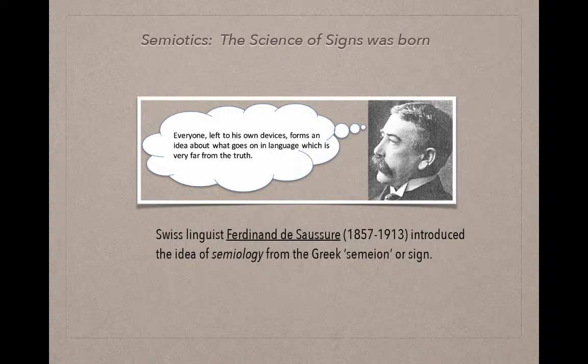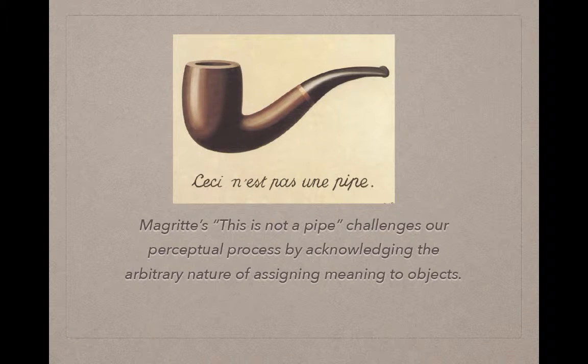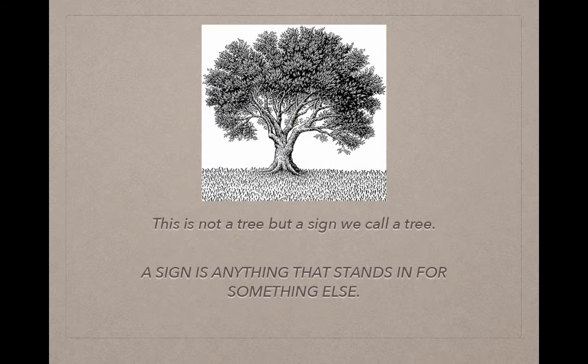So semiotics originally was called semiology by Saussure, the science of signs. René Magritte, a famous French painter, picked up on this idea later on and painted, he's a surrealist, "This is not a pipe." His painting challenges our perceptual process by acknowledging the arbitrary nature of assigning meanings to objects.